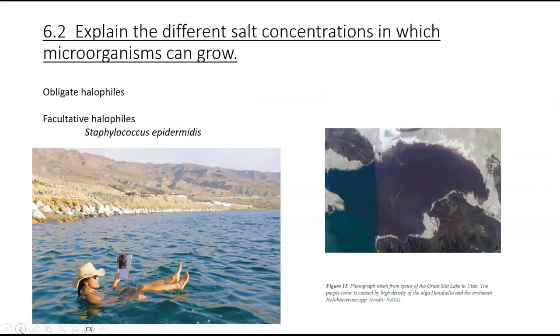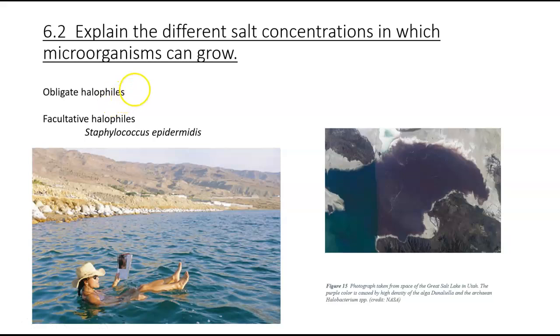Okay. Another topic, so another variation, an environmental factor that's going to influence the growth of microorganisms, is salt concentration. And this is one of the reasons we talked about osmosis. It's going to come up again this semester. It says explain the different salt concentrations in which microorganisms can grow. A halophile is a salt-loving microorganism.